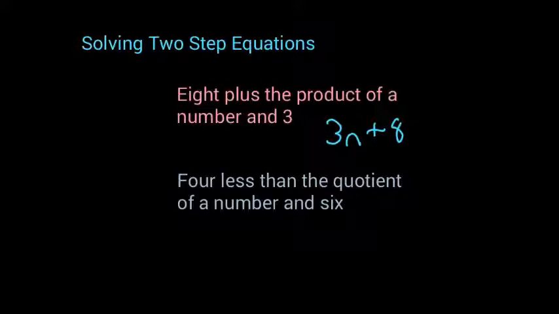The second one is 4 less than the quotient of a number and 6. Quotient is the answer to a division problem, so I need to divide a number by 6. So a number divided by 6, and then I need 4 less of that. So I'm going to subtract 4. My answer there would be n divided by 6 minus 4.